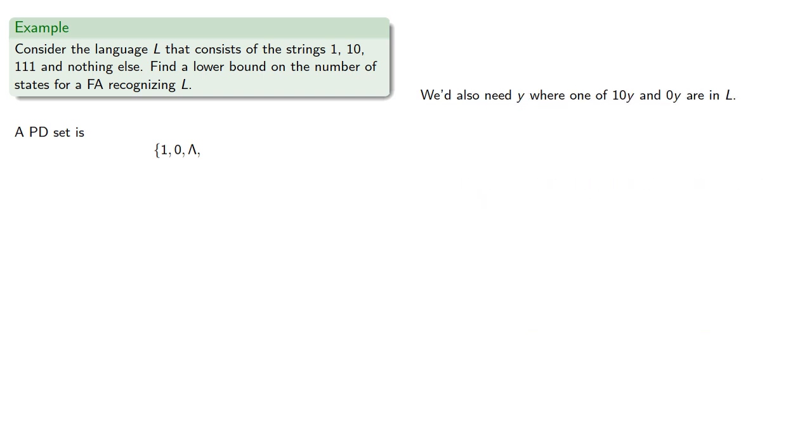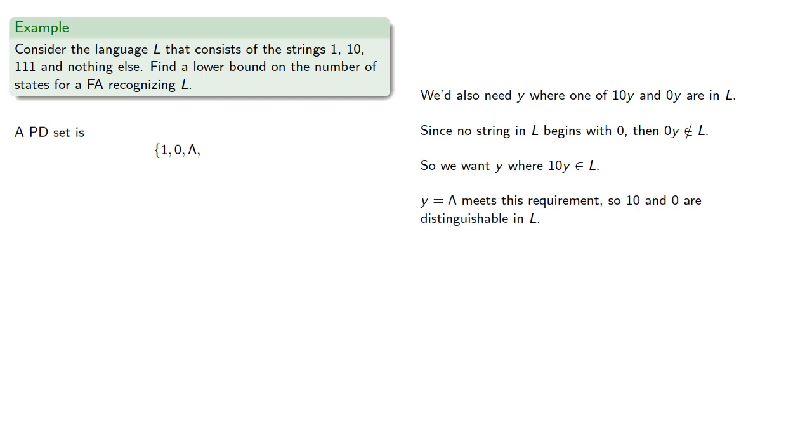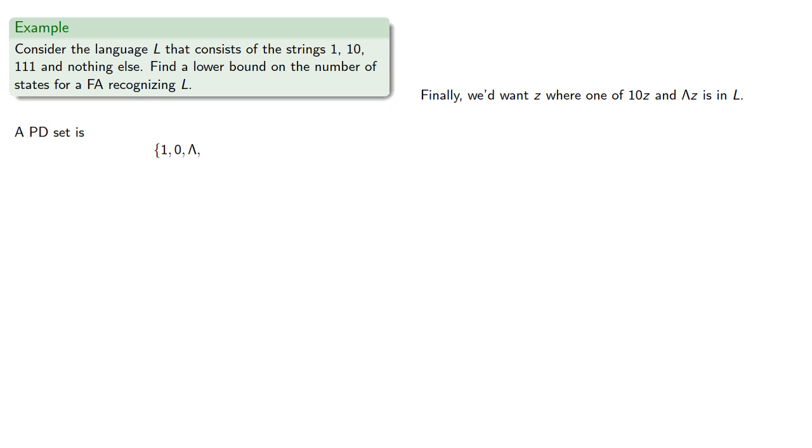We'd also need a y where exactly one of 10y and 0y is in L. And again, since no string in L begins with 0, then 0y can never be in L. So we want a y where 10y is in L. Y equals lambda meets this requirement. And again, it doesn't matter that lambda is already in our set because we're only looking at strings we can append to a string. So 10 and 0 are distinguishable in L. Finally, we'd want z where exactly one of 10z and lambda z is in L. Now, if 10z is in L, the only string it could be is 10, so z must be the empty string. And appending the empty string to the empty string just gives you the empty string, which is not in our language. And so 10 is distinguishable from the empty string.